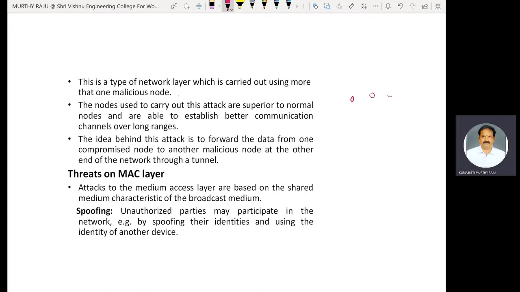These are the normal nodes. This is the source node and this is the destination node. Via this one, a path is created. These are the normal nodes. Generally, attacker nodes or malicious nodes are more powerful than these normal nodes. They provide better communication. Finally, important information does not reach the destination node from the source node.